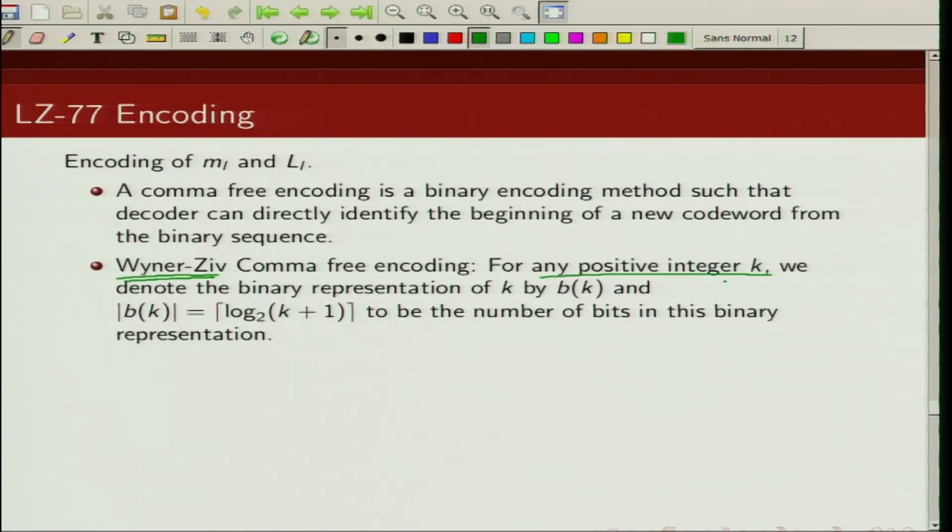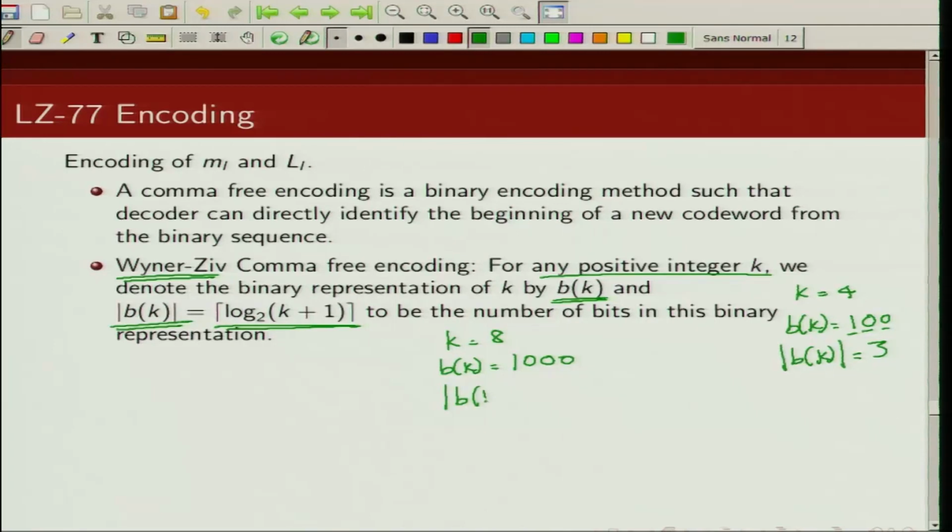If you have a positive number k, we denote its binary representation by b of k, and the number of bits required to represent the binary number, we denote by the absolute value of b of k. So let's say I have k equal to 4. So the binary representation b of k is 100, and this term will be equal to 3, because I need 3 bits to represent 4. Similarly, if k is 8, then b of k will be 1000, and this term will be equal to 4.